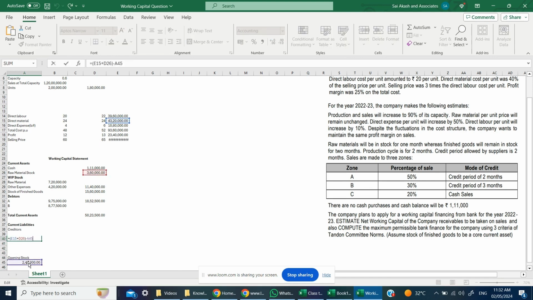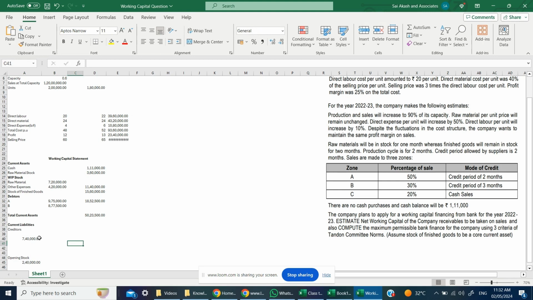So this is my total purchases, but out of my total purchases, the credit period is only 2 months, so into 2 by 12. So that is my current liability. That's the only current liability in the question. So current assets minus current liabilities will give you working capital. This is my working capital. I hope the question is very clear. And maximum permissible bank finance, I'm not solving it here. It is very easy. You know the formula.